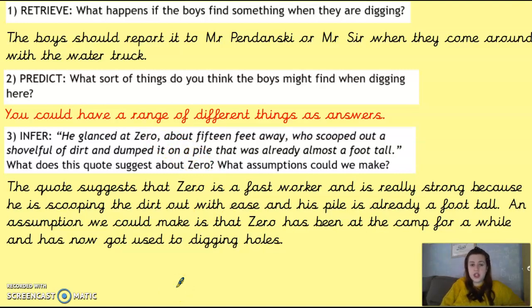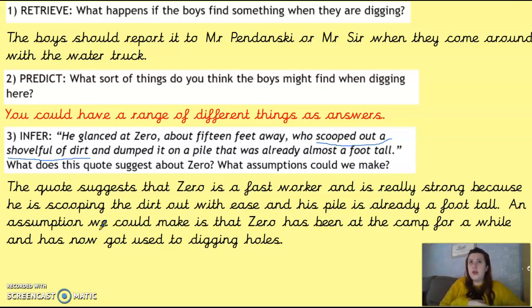So what things can we assume about him? Now we know, having a look at the quote, so he glanced at Zero. That's not really going to tell us anything about Zero other than that he's about 15 feet away. However, he scooped out a shovel full of dirt. Now, if you scoop something out, that suggests that you aren't struggling, that you do it easily, like you scoop out ice cream, you scoop out a lot of things. It doesn't say that he struggled when he was scooping it out. It just says that he scooped out a shovel full of dirt. So he's stuck his shovel right in and he's got a whole shovel full of dirt already.